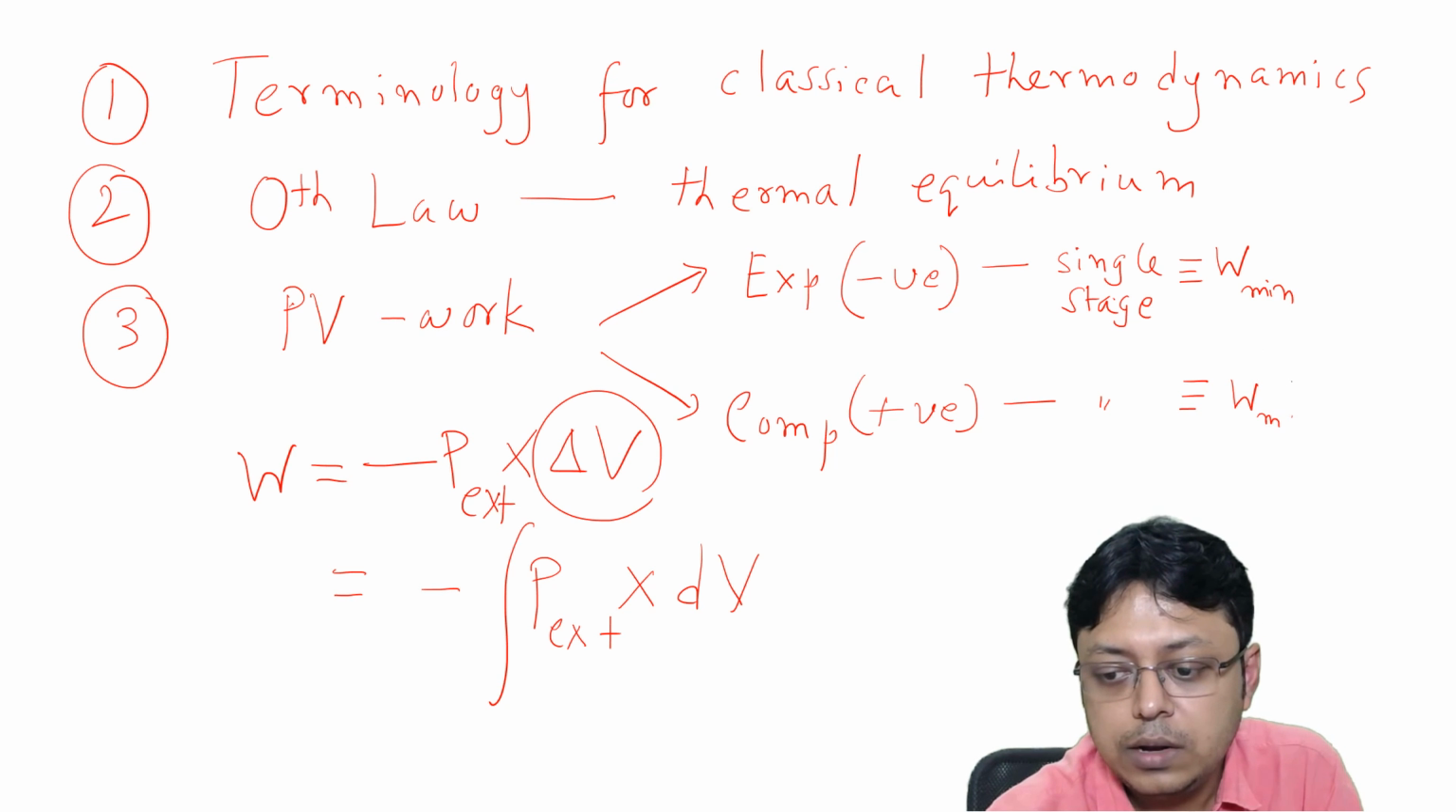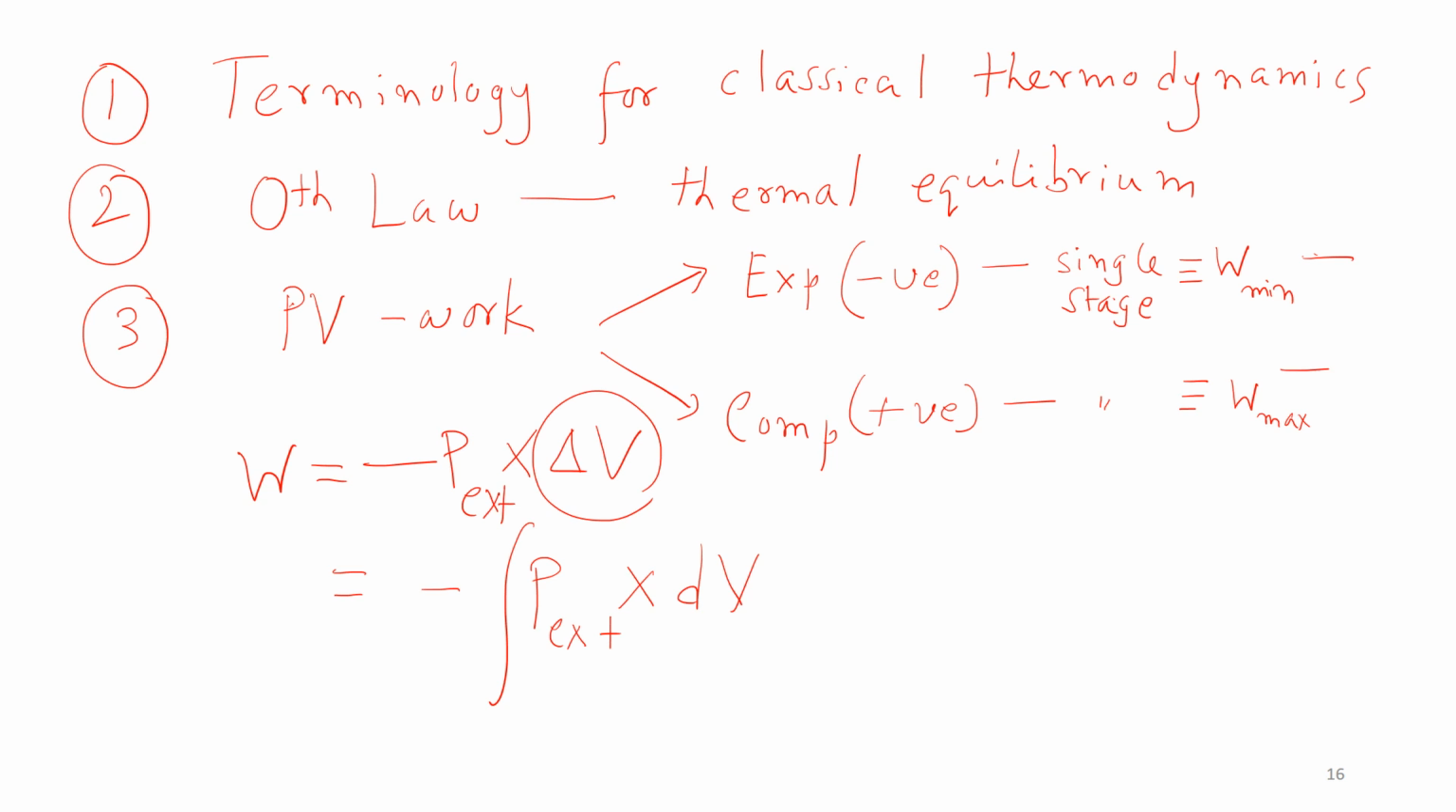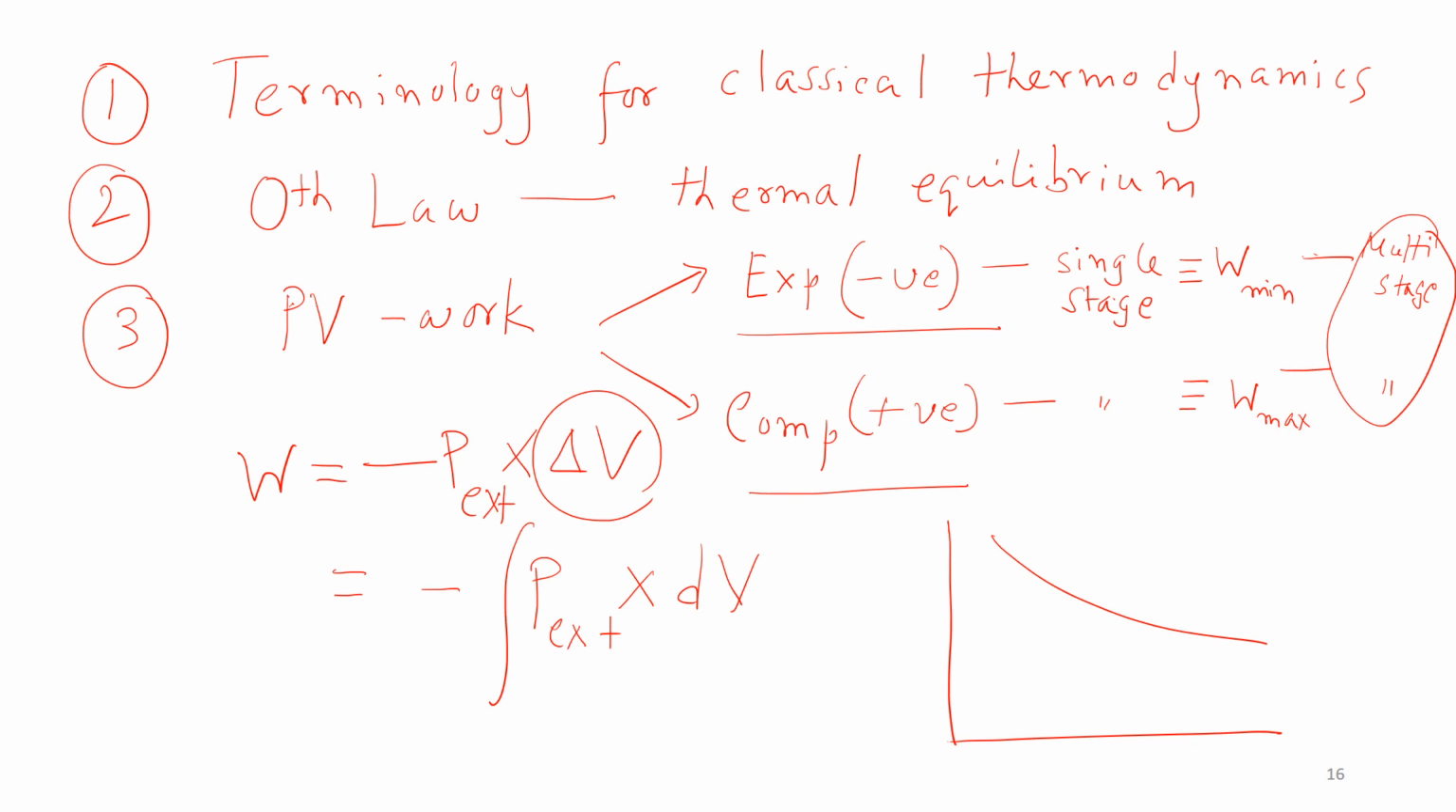Then we talked about multi-stage, and we showed that if this number of steps is infinitely high, then the work done during the expansion by the system and the work spent during the compression by the surrounding on the system will be equal, and this work will be nothing but the area under the pressure volume isotherm. In this particular case, we took the example of an ideal gas.